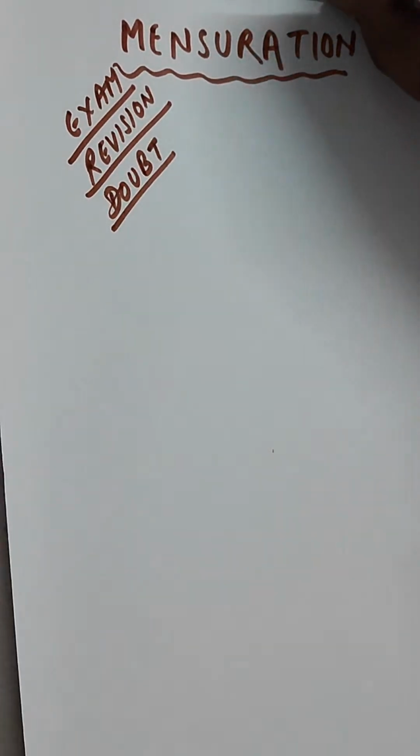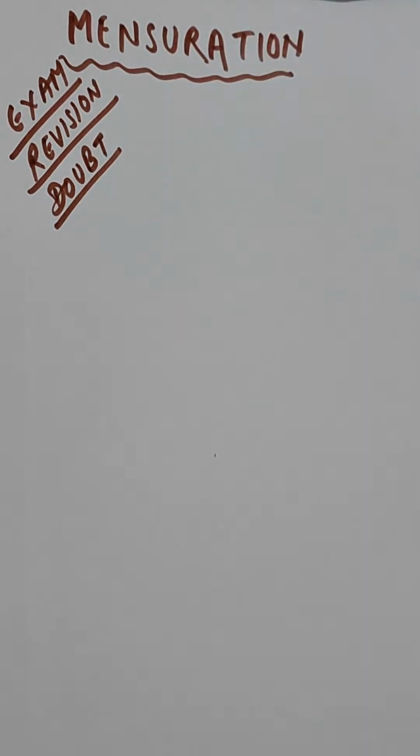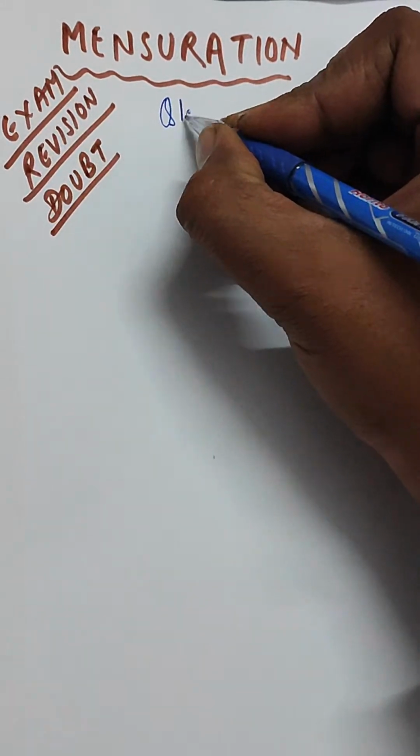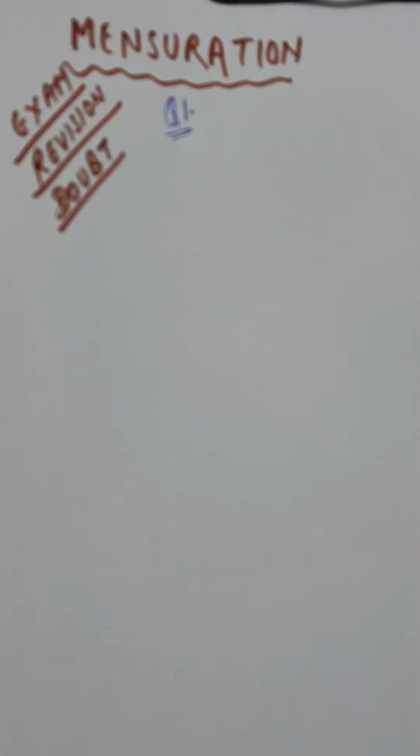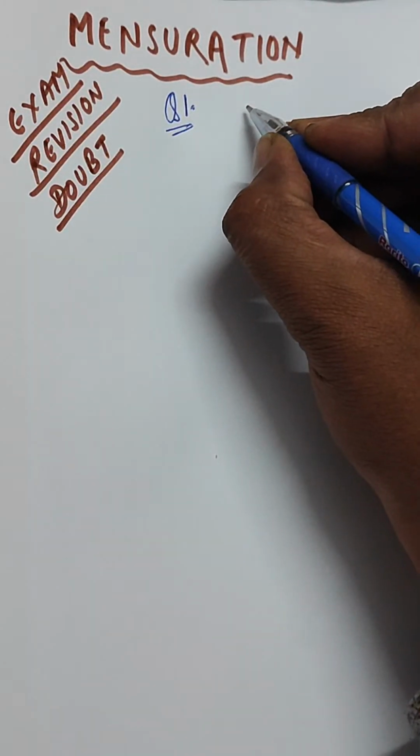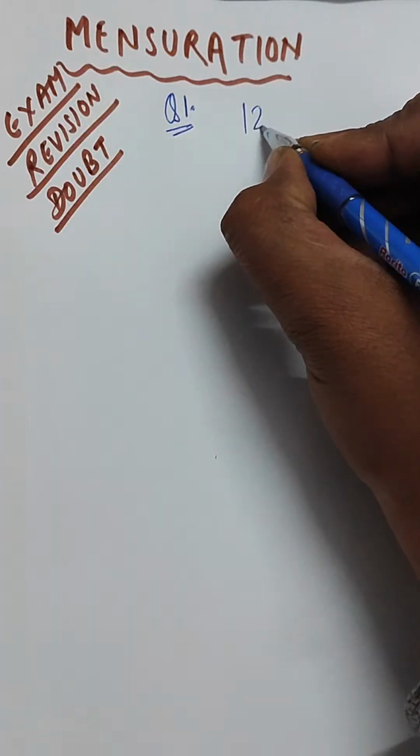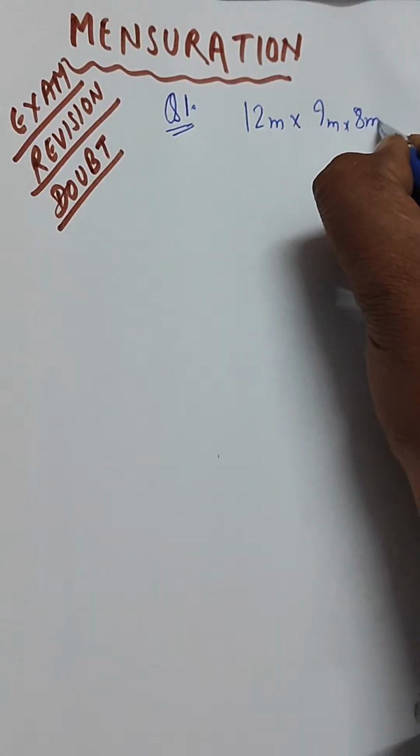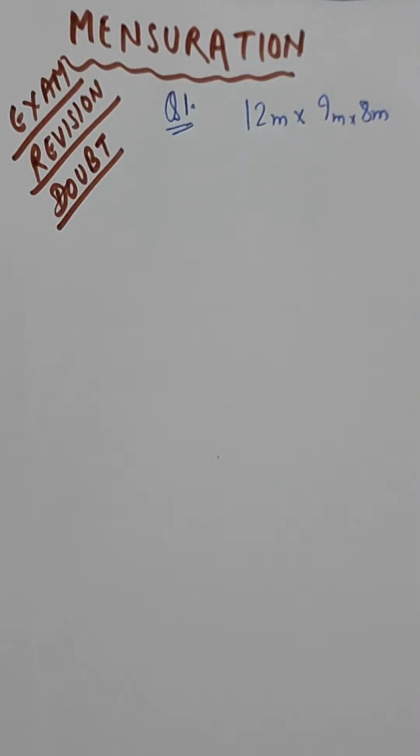So before starting, let me come up with a question quickly. Yes, the question number one for today is that a room is given to you. A room is given to you, and what is the length of the longest pole which can be placed into the room? Okay, so the room is given with dimensions 12 meter, 9 meter and 8 meter. I've already put a shot of it, but yes, don't worry, I will explain it.